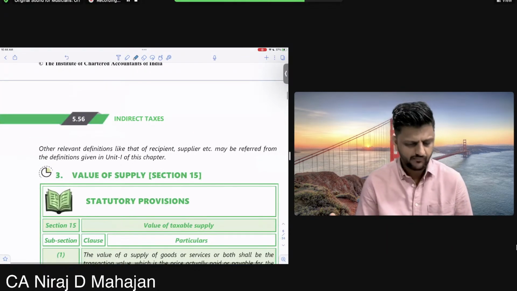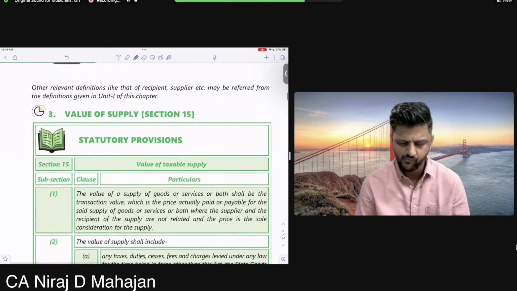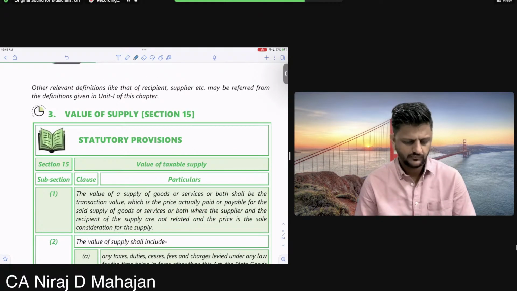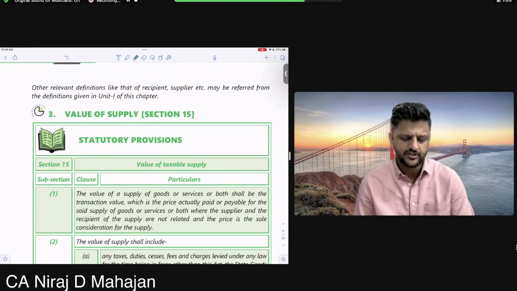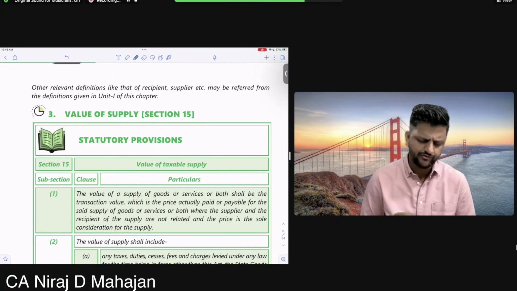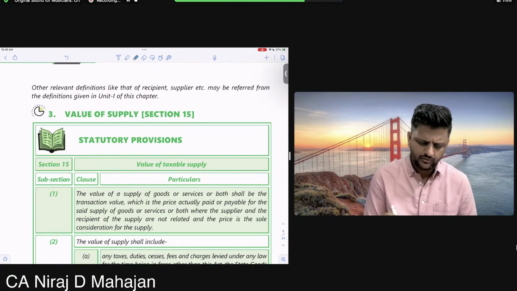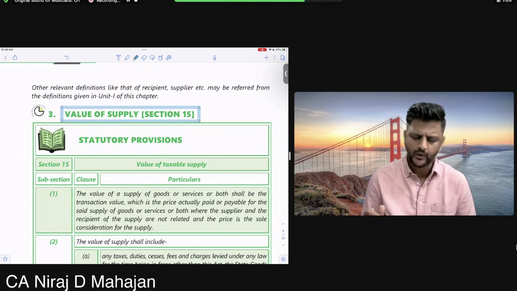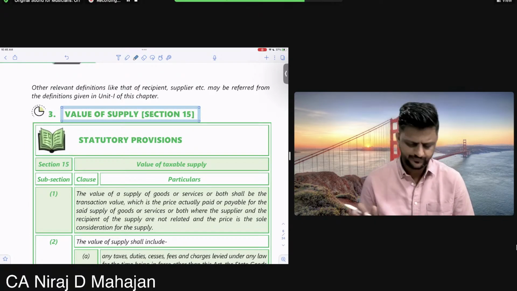Can we go ahead, everybody? Other relevant definitions like that, recipient, that we are going to see. So 15. So the most important section for us now, 15, value of supply. Ready?